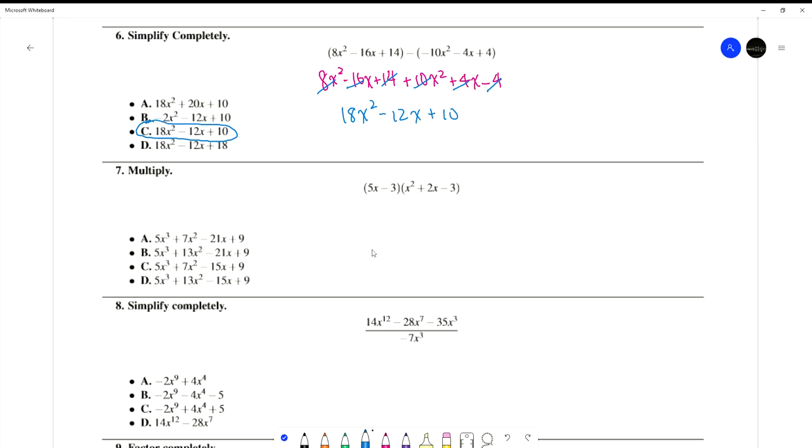Alright, number 7. This is all distributive property here, right?